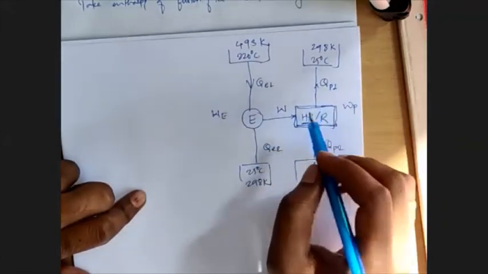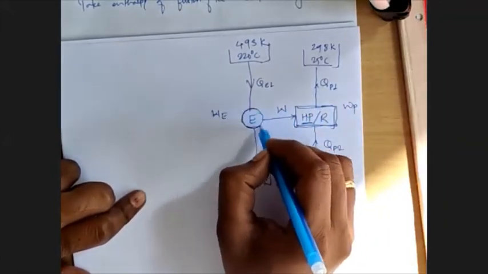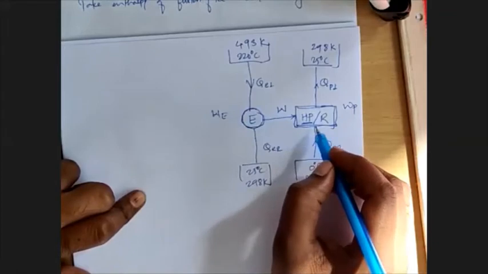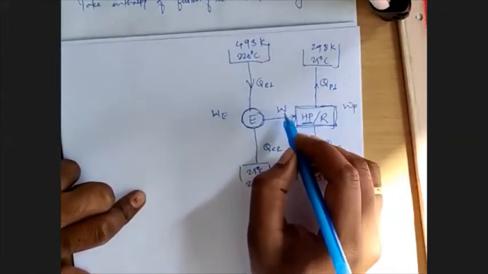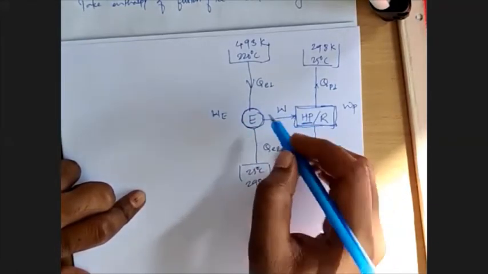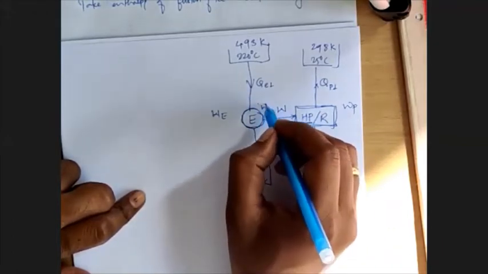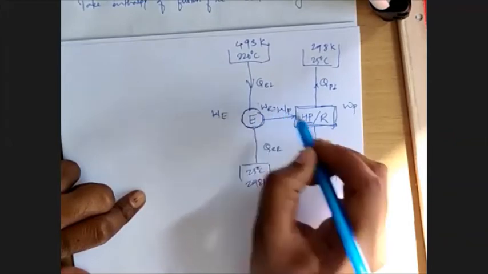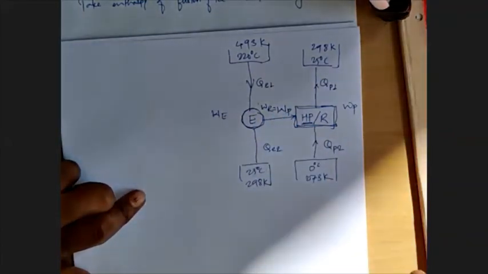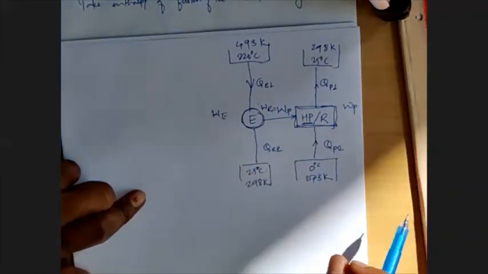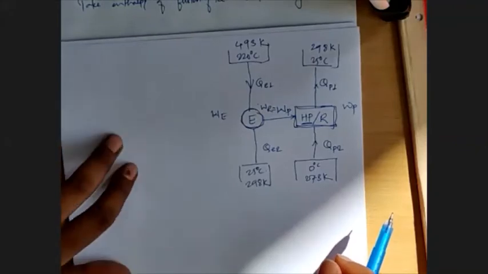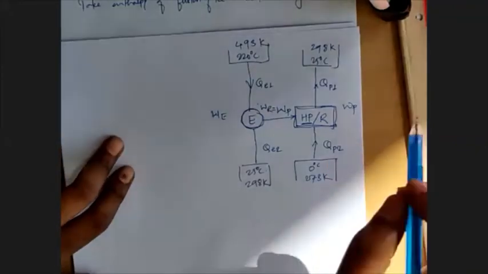But here, the amount of work produced by the engine is consumed by the heat pump. So we are considering W for both. We can consider WE and WP also, and we can consider that WE is equal to WP. That is also fine, or simply keep it as W. Both cases are going to be fine. So this is the sketch.